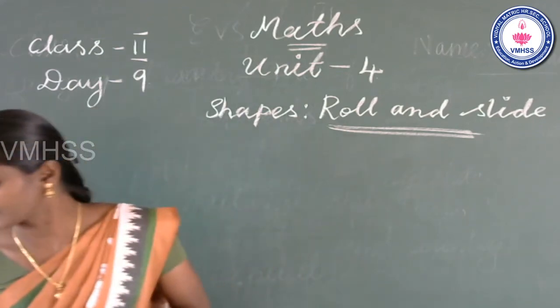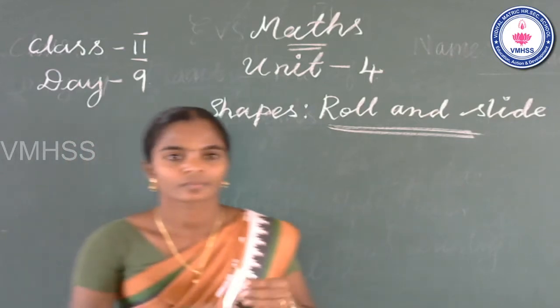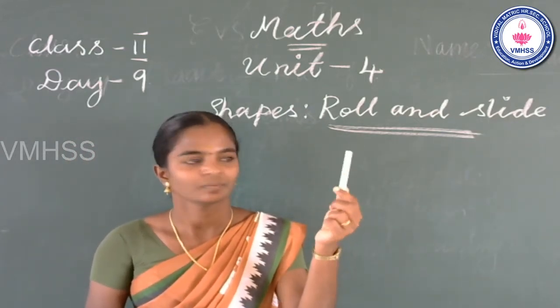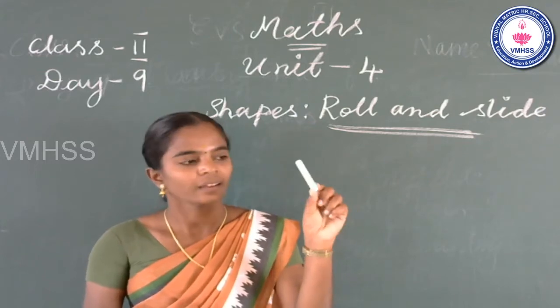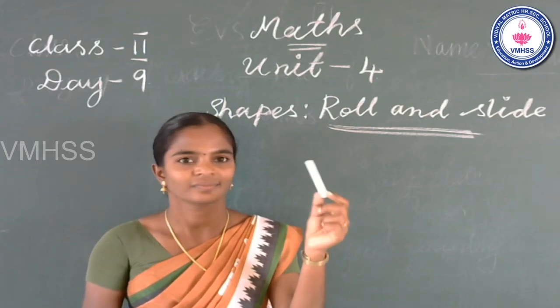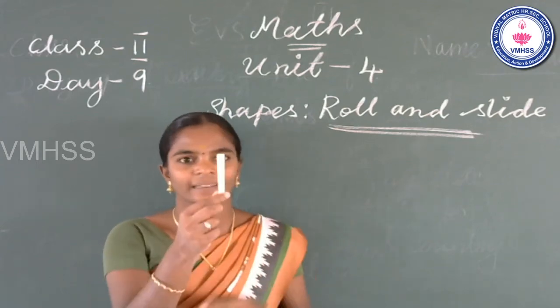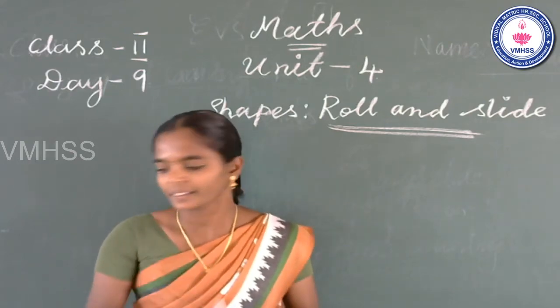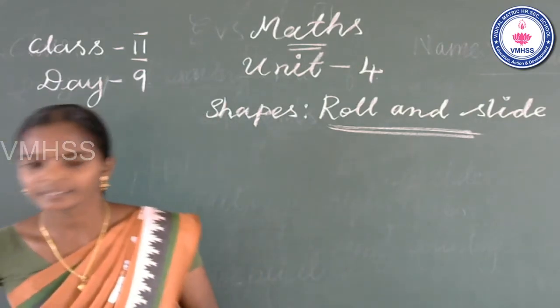Students, listen. Children, what is this? Chocolates. What is the shape? Very good, cylinder. So this shape is a cylinder. Next, children.